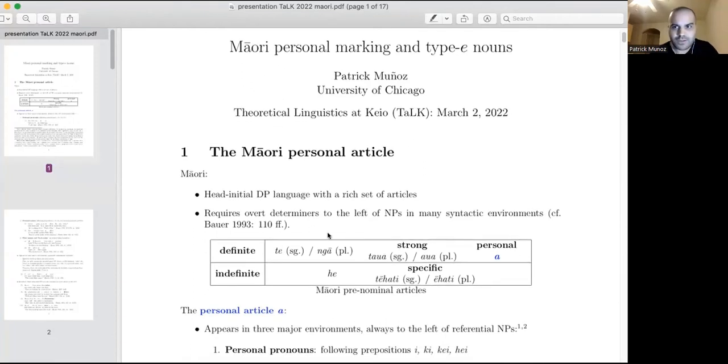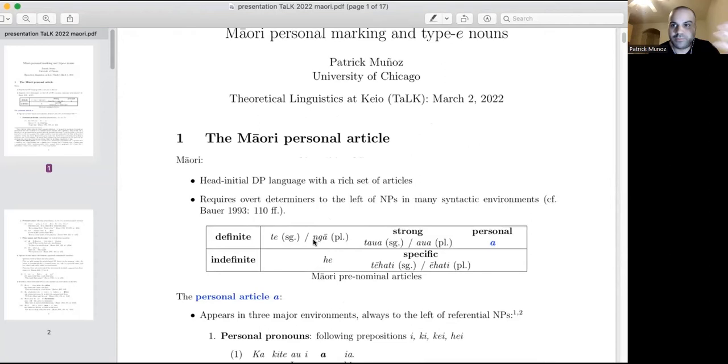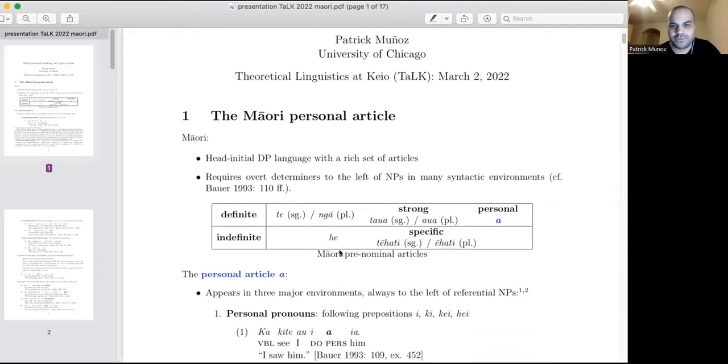So it's called personal marking. That's kind of a misleading name. The reason it's called that is because you get this marking before proper names of persons in the language, but you also get it elsewhere. So what I'm going to try to convince you of, and also that this is important, is that this is a marker of rigidity in Maori, that Maori has a marker that attends rigidly denoting noun phrases, and hence that Maori noun phrases are type E, right? In general, not just the rigidly denoting ones, but generally.